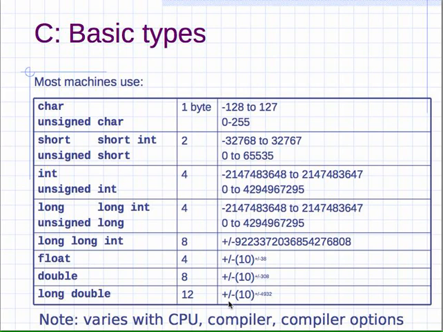Okay, you can also have long doubles. Typically, we don't use that. And one more thing I want to emphasize is that all of this can vary with CPU, compiler, and compiler options. So you can actually change what, for example, long means by using compiler options. So that is possible.